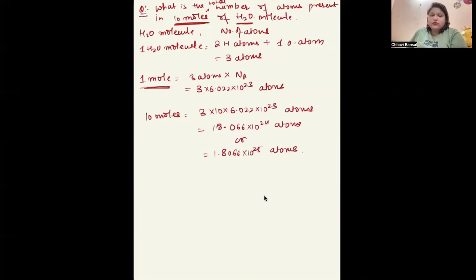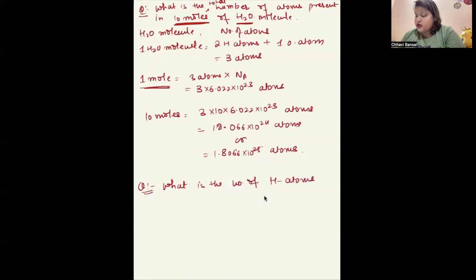Okay, let's do one more question. This time you guys will try. Okay, what is the number of hydrogen atoms present in 0.25 moles of C12H22O11 molecule?